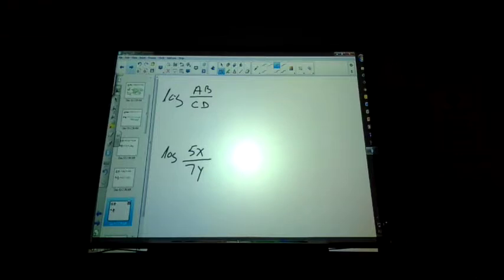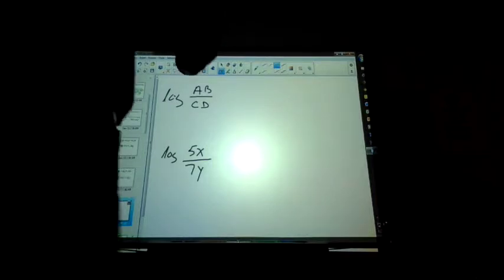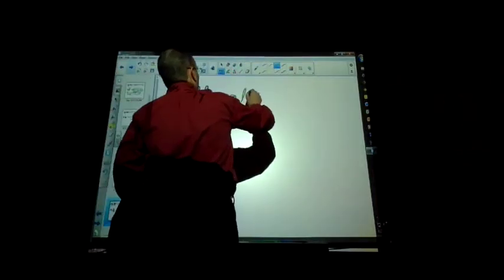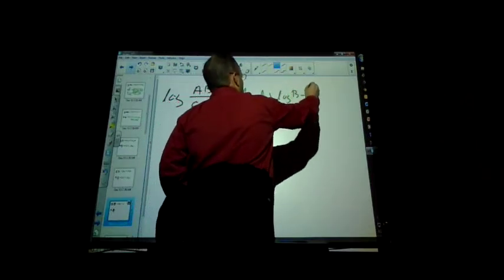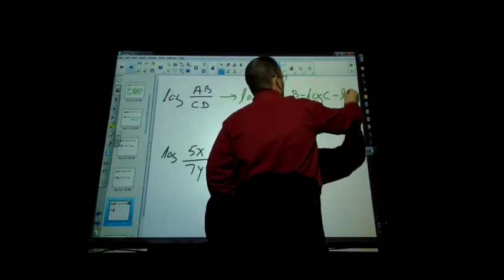Okay. Let's combine the multiplication. A and B are being multiplied. C and D are also being multiplied. But I'm also going to have the F word. So what all is in the denominator on the top? Log A plus log B. Okay, I like it. Oh, I forgot it. Log A plus log B minus log C minus log D.